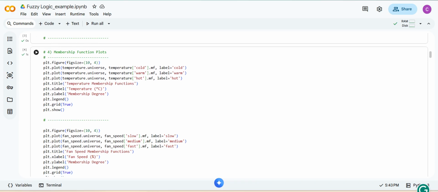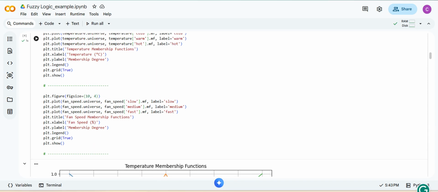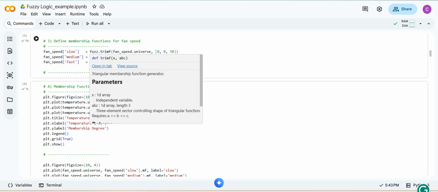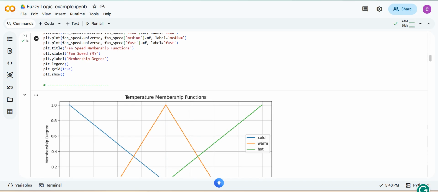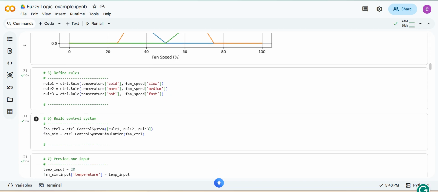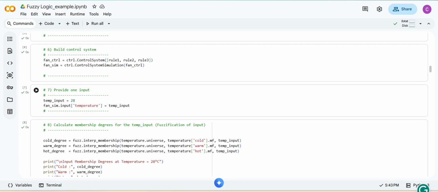Then just for our understanding, we have seen the plot using a triangular function. If you see the membership functions, we are using triangular functions, so definitely the plots will be triangular. And then we are defining the rules. If temperature is cold, fan speed should be slow, and so on. Then we build the control system, take the input temperature 28, and simulate the output.